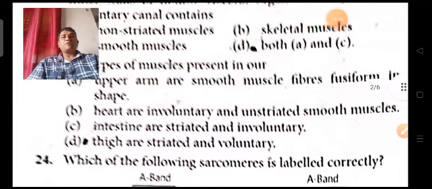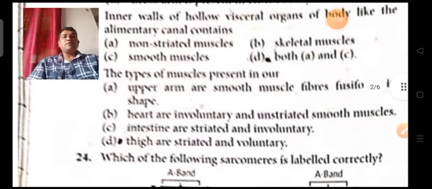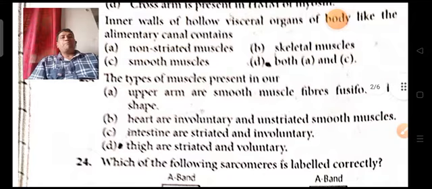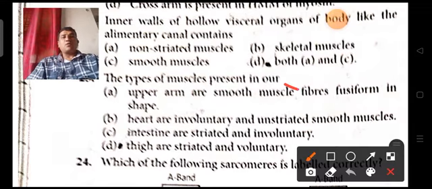the types of muscles present in our upper arm are smooth muscle fibers, fusiform in shape; heart are involuntary and unstriated; smooth muscles, intestine are striated and voluntary; thigh are striated and voluntary. So upper arm or smooth muscle fibers, it is skeletal. My first option is wrong.